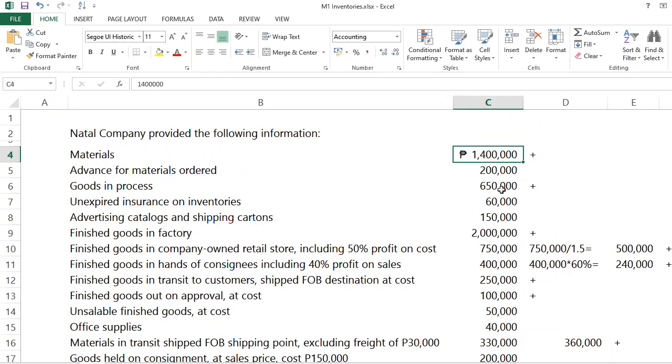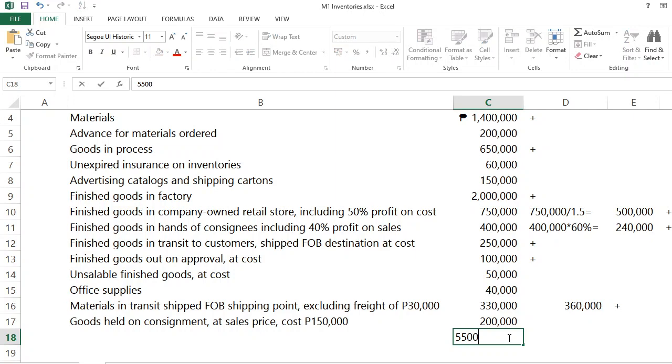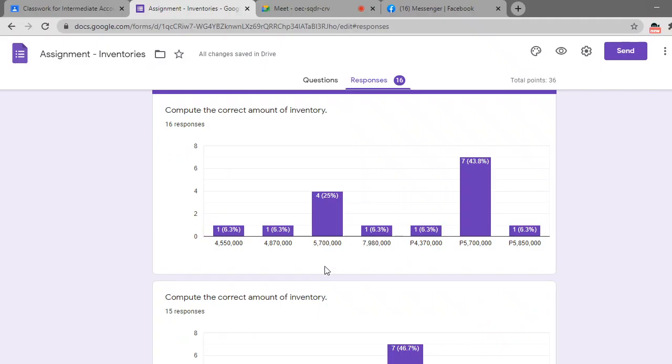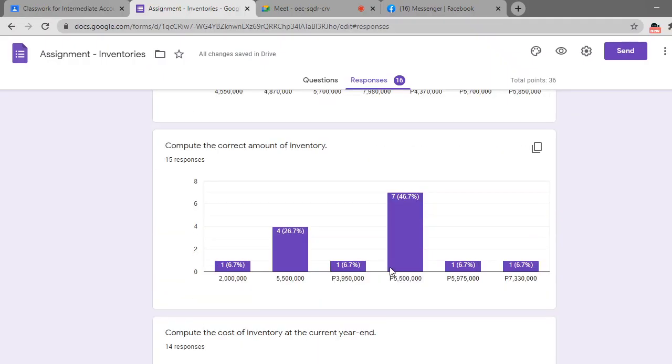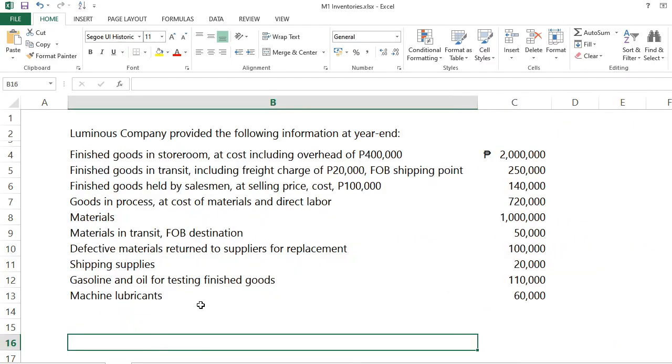So, that's 1.4 plus 650 plus 2 million plus 500 plus 240 plus 250 plus 100 plus 360. That would be 5.5 million. That's 5.5 million total amount of inventory. And let's try to see if, okay, we have, okay, very good. We have 11 out of 15 who got the correct answer. Very good. Next, Luminous Company.